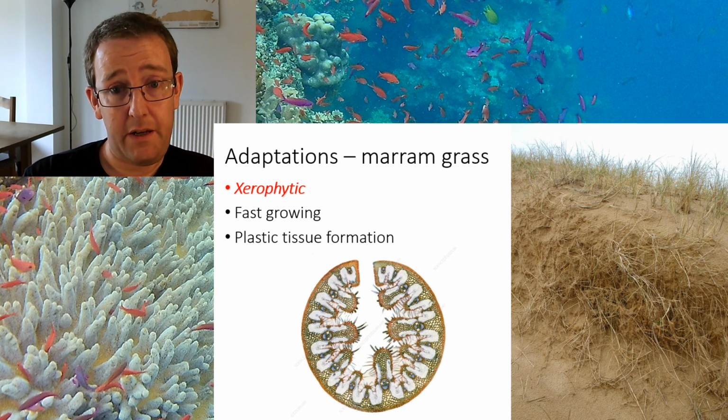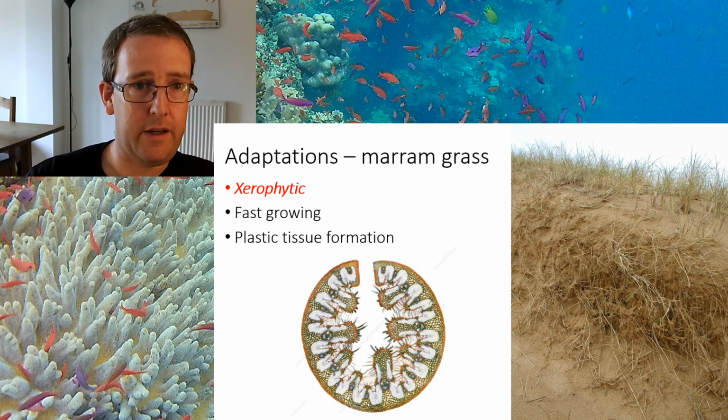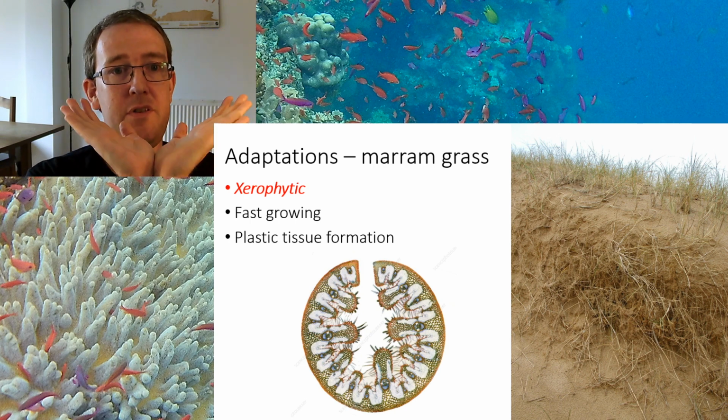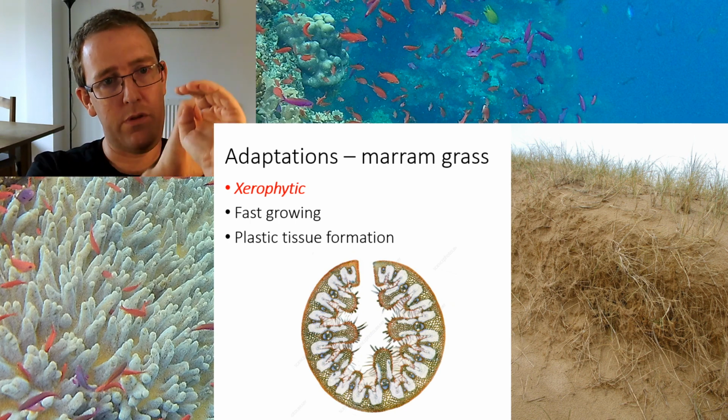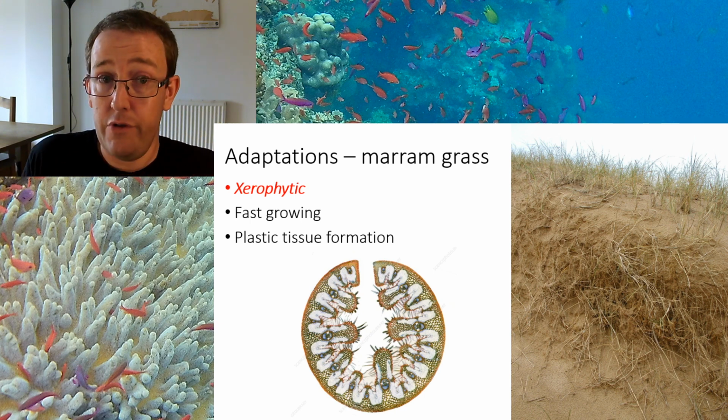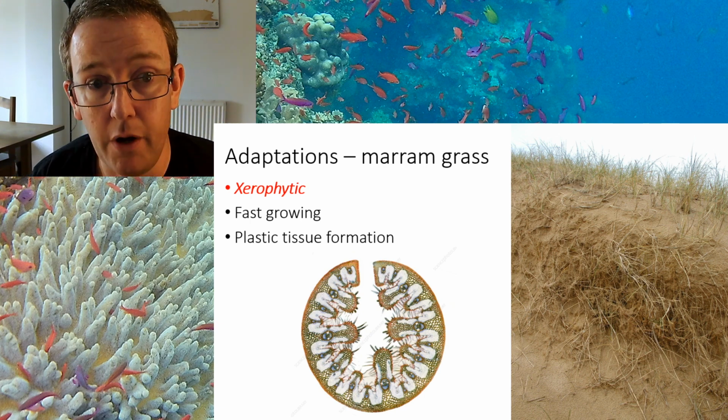Well, it's xerophytic, and if you look at its leaf at the bottom there, that's like looking down. If you cut through the leaf and look down on it, you can see the leaf is actually rolled round on itself with a thick waxy cuticle and ways of keeping all the moisture in. You should know about xerophytic plants from AS Biology.